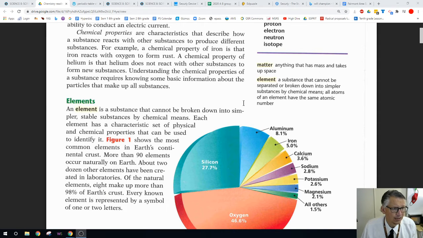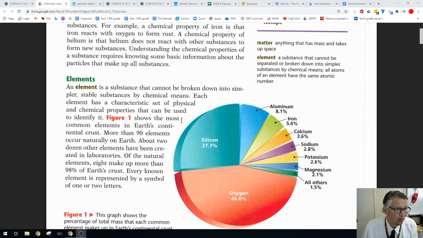An element is a substance that cannot be broken down into simpler, stable substances by chemical means. Each element has a characteristic set of physical and chemical properties that can be used to identify it. Figure 1 shows the most common elements in Earth's continental crust. More than 90 elements occur naturally in Earth.